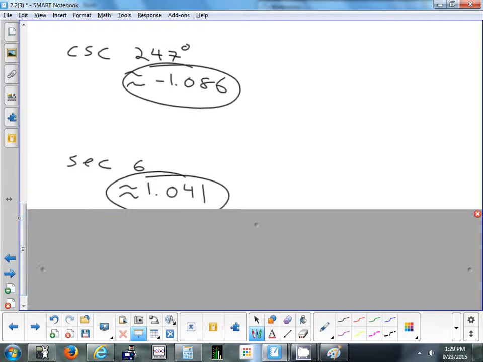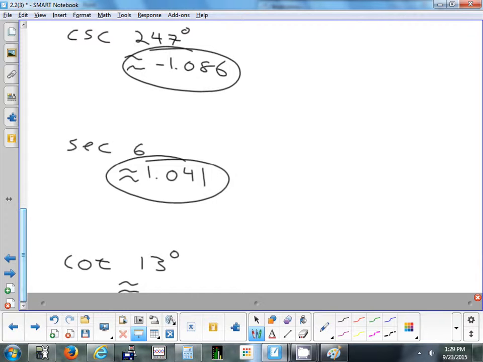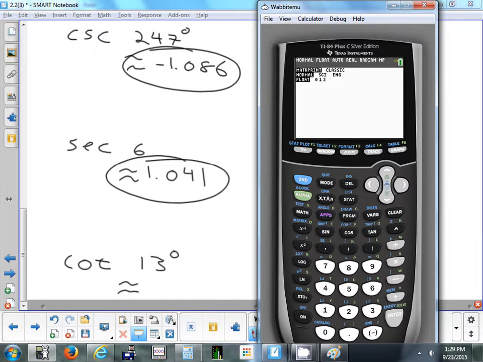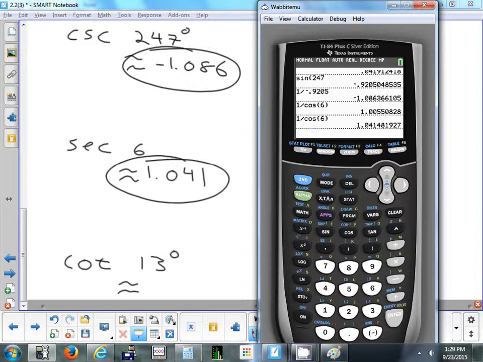Well, this is our last one. Okay, the last one, cotangent of 13. Looking at it right away, it's in degrees. I'm going to change the mode right away before I forget. Anybody tell me, how would I type in cotangent of 13? Yep, 1 divided by tangent of 13. Take the tangent and flip it. So you should get about 4.331.